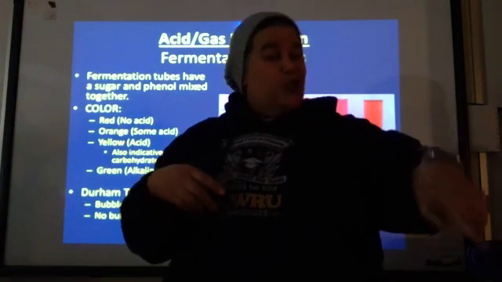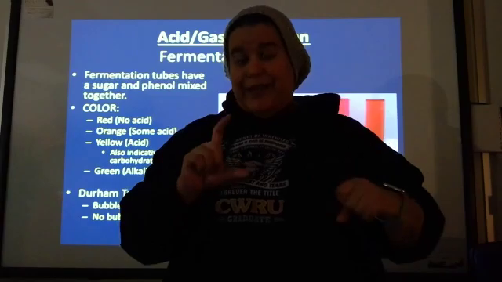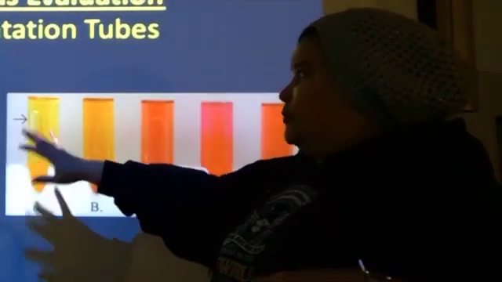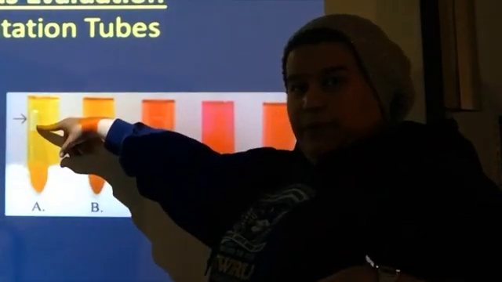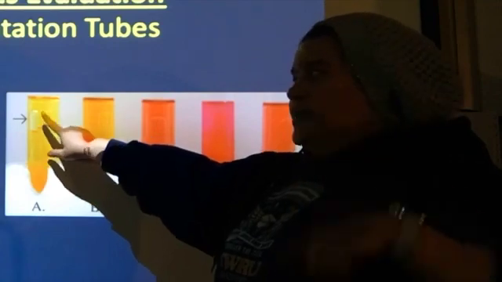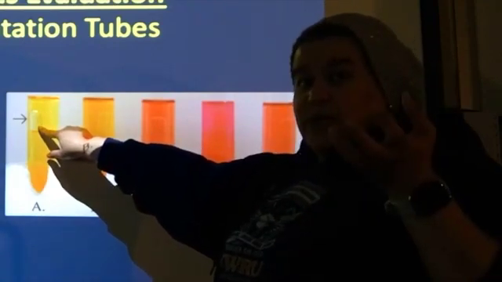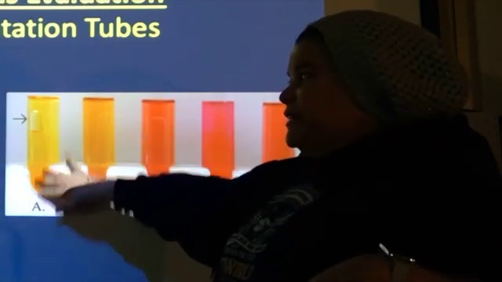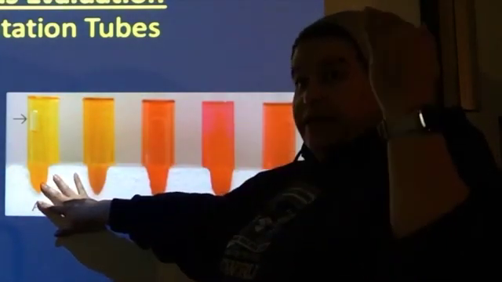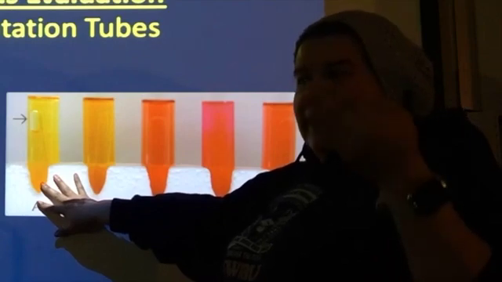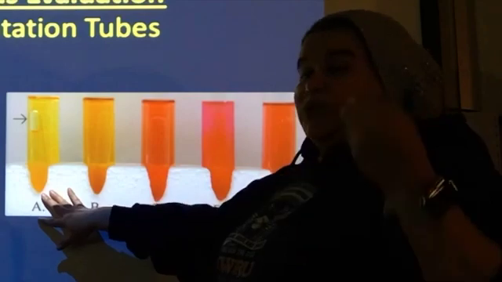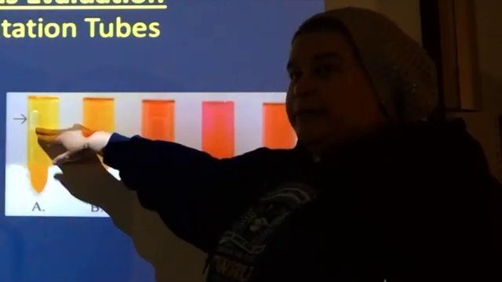Why? Because when you started, you made sure there was no air inside of that tube. You have this Durham tube in this example that has an air bubble. That means not only did I use the sugar in here, but I also formed gas when I was doing it. So whatever bacteria A is specifically, it actually did both. It used the sugar, let's say it was sucrose, so it used the sucrose, and while doing it, it produced a gas.